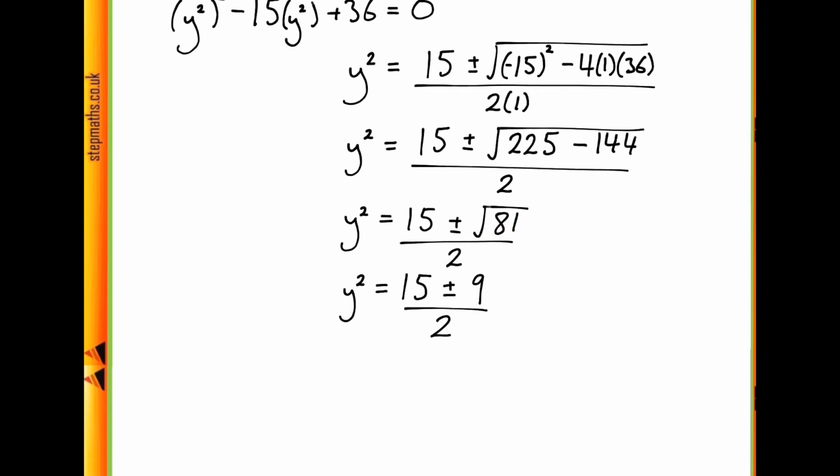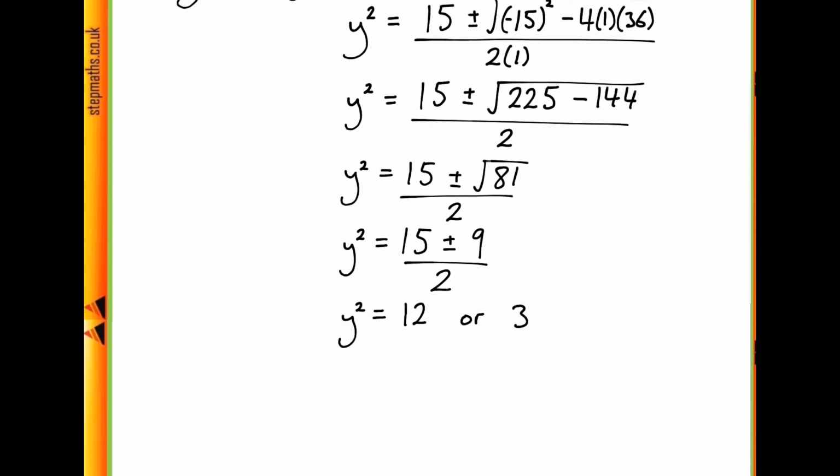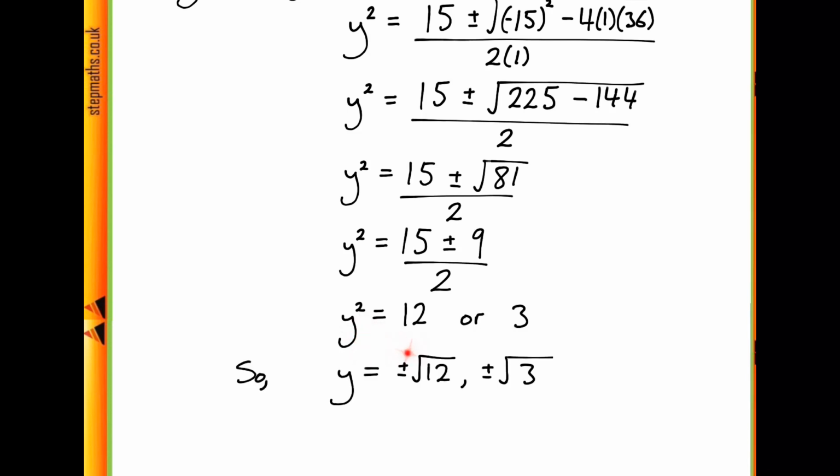which then, since the square root of 81 is just going to be 9, we get this, which gives us two values of y squared, 12 and 3. Therefore, since this is just equal to y squared, we can find the values of y by square rooting each of these to give us four solutions, the positive and negative square roots of 12 and 3 respectively.